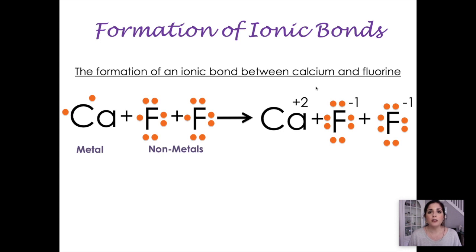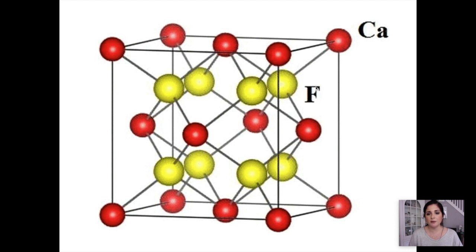Therefore, the formula unit for this structure would be CaF2. One calcium ion, or one calcium atom, gives its two electrons to two different fluoride ions, or fluorine atoms, to make fluoride ions. So it's a little bit different formula unit because the ratio of electrons is different in this case. And this is also an interesting one because this particular ionic structure looks like this.